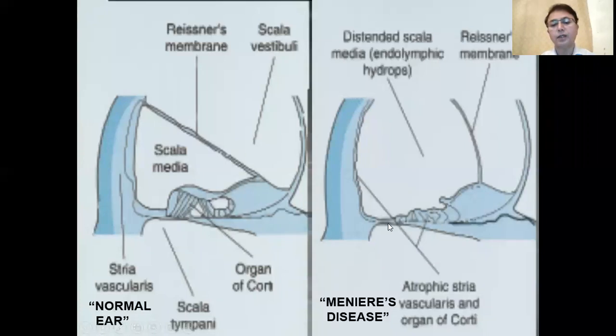This is a very thick basilar membrane. It's a very thin Reissner membrane. It is only distorted with the high pressure. Physiology of the hair cell is disturbed. They are atrophied. Even their blood supply in the form of stria vascularis is disturbed.